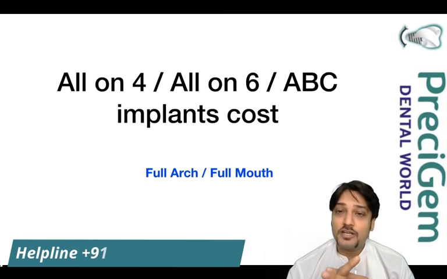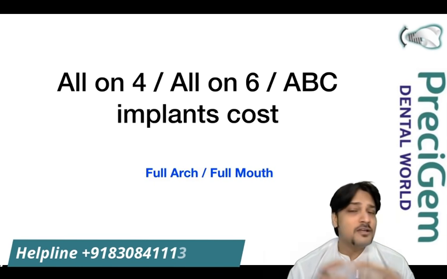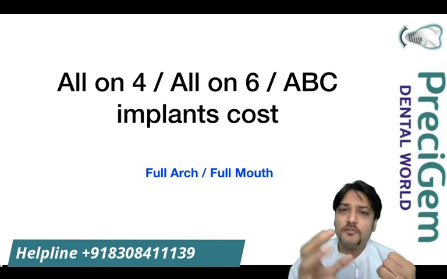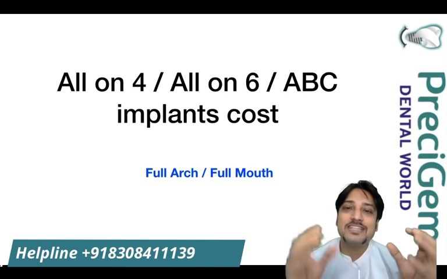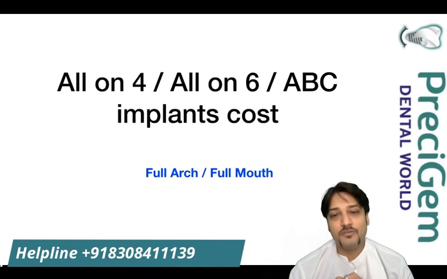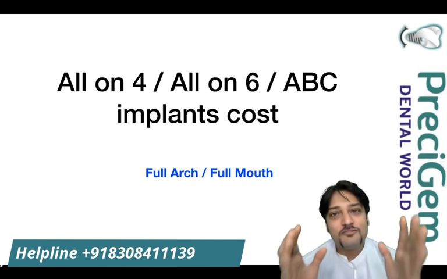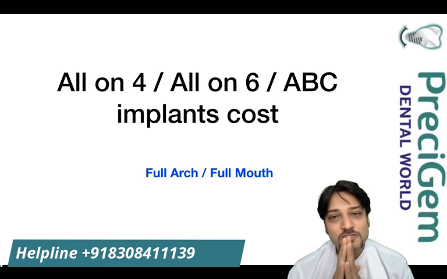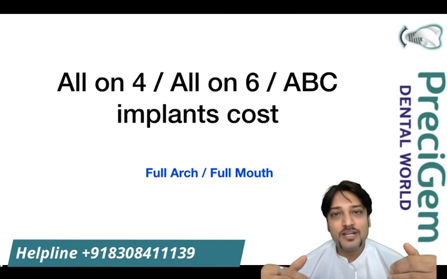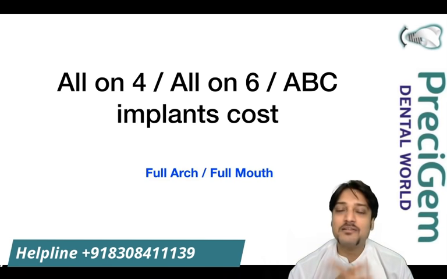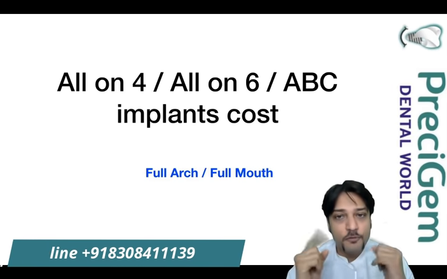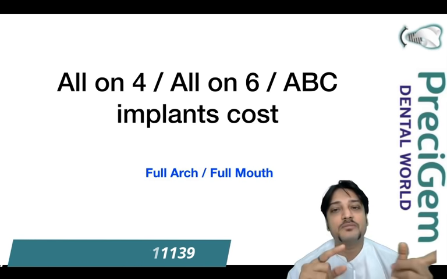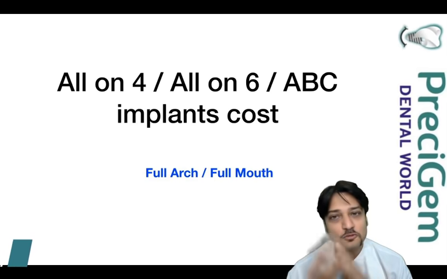All on basal cortical is one of the best concepts where you can achieve the advantage of all on 6, that is no cantilever, and the advantage of all on 4, that is immediate loading, both ways. And the cost for ABC and all on 4 is almost the same, in spite of you getting more implants, that's 2 implants, it's the same. So don't worry about that. It will range between $3,000 to $6,000 per arch. If it is a full mouth, that is upper and lower, then it will range between $6,000 to $12,000.